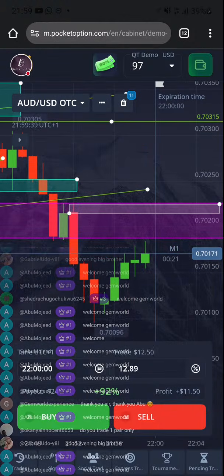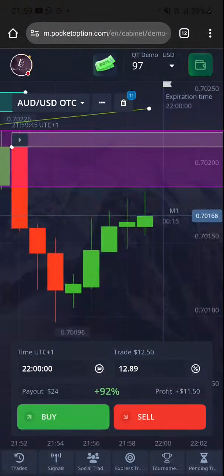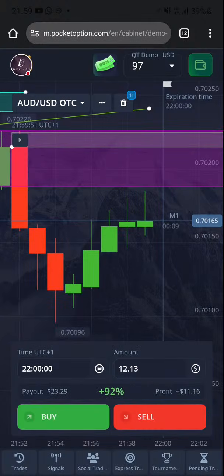So the first thing I would do is, immediately price comes over this round number, I'll take one trade. If it goes into this entry, then I'll take two trades. That's how we're going to do it. So let's go with 12.5%.